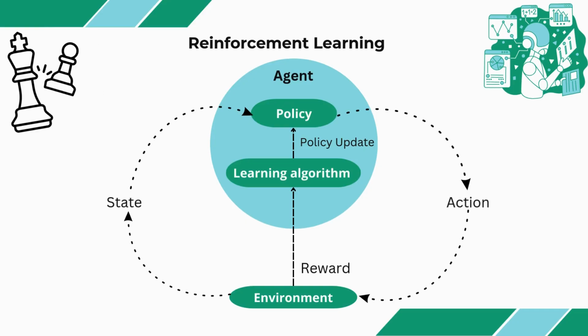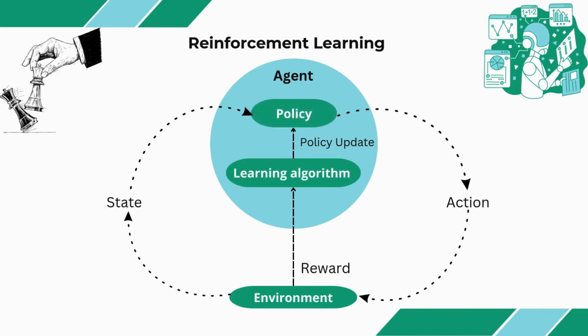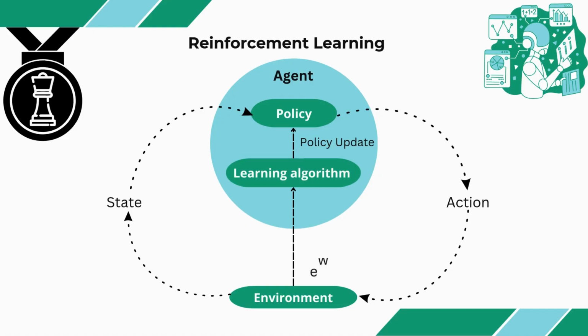Actions. Actions are the possible moves the agent can make from a given state. Next is policy. The policy is the strategy that the agent follows to decide which action to take in a given state. It's essentially a mapping from states to actions. And next, very important, reward. The agent receives reward based on actions it takes. For example, a small positive reward for capturing an opponent's piece, a larger positive reward for achieving checkmate or winning the game, a negative reward for losing a piece, and a bigger negative reward or penalty for being checkmated.